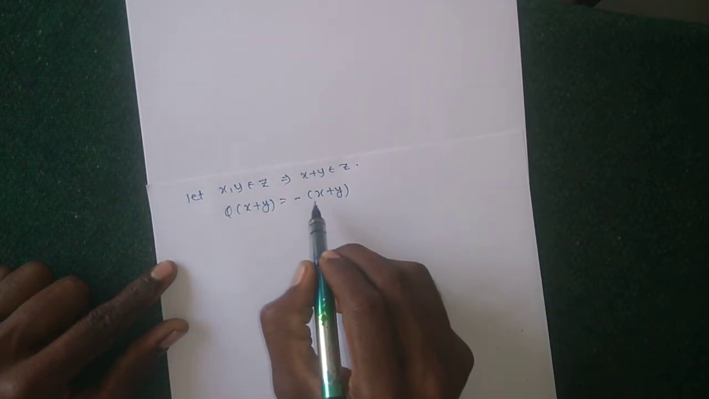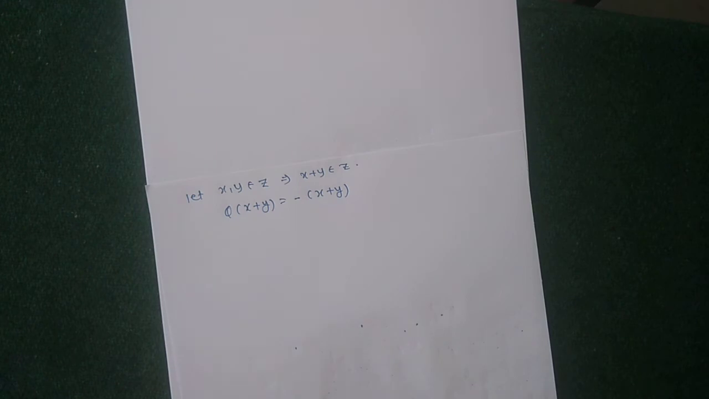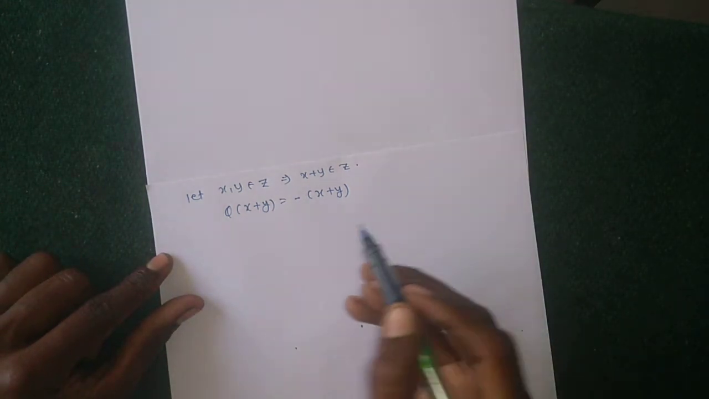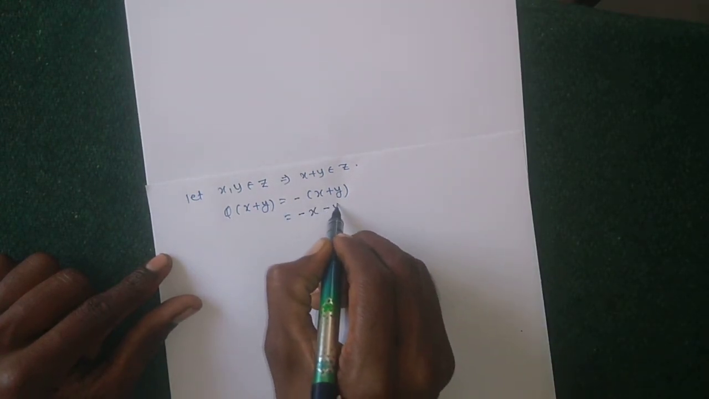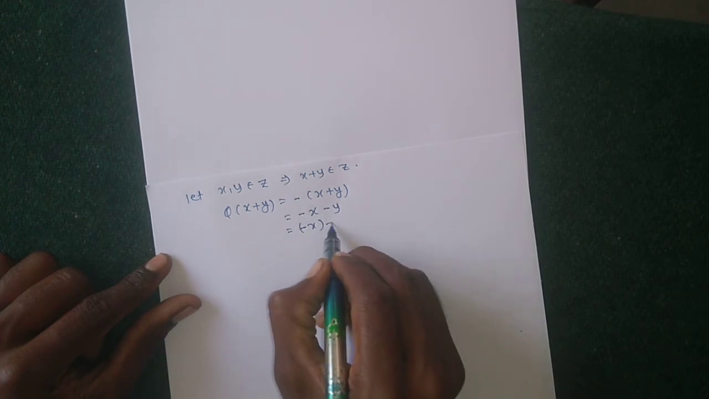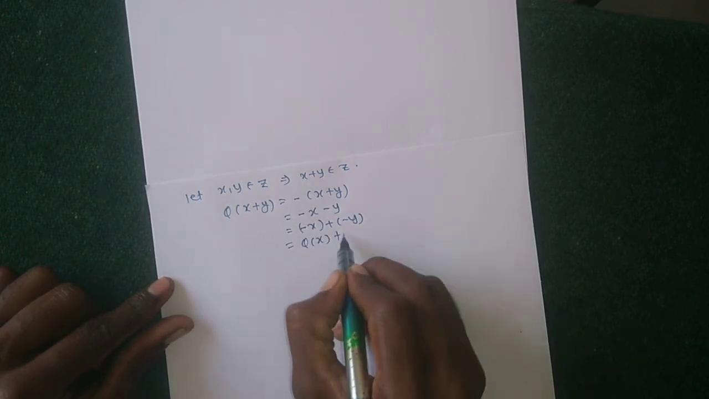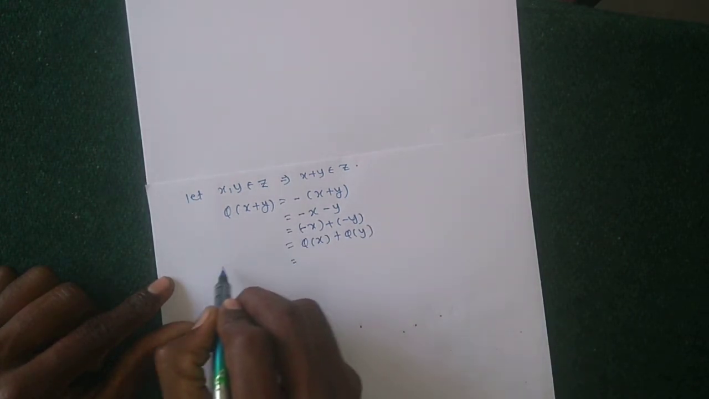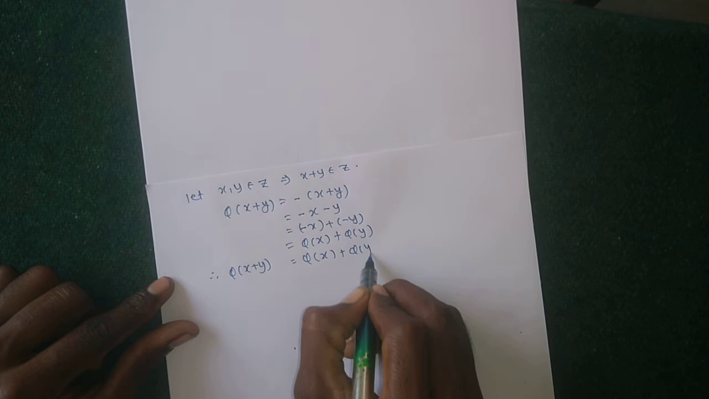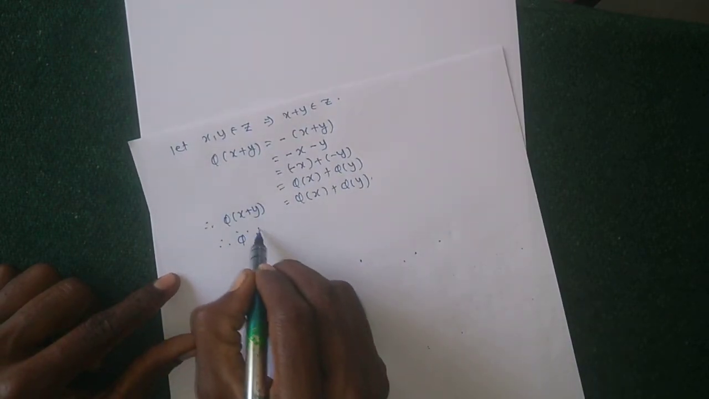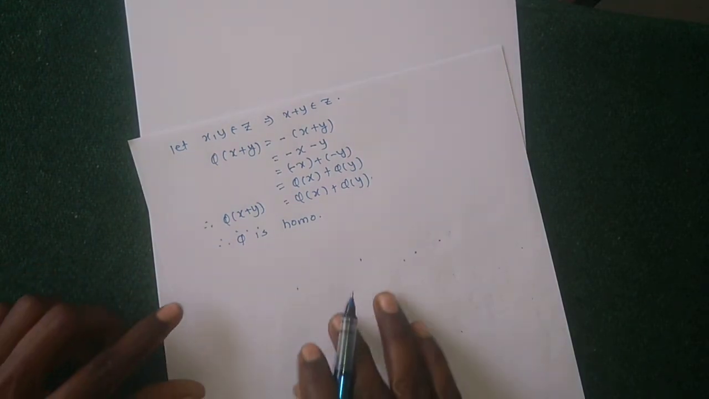The given function is defined as phi of n equals minus n. Therefore, when phi is applied on x plus y, we get the value minus of (x plus y). Solving this, minus x minus y can be written in the form (minus x) plus (minus y). And the value of minus x is phi of x and of minus y is phi of y. Therefore phi of x plus y equals phi of x plus phi of y, and therefore the given function phi is a homomorphism.